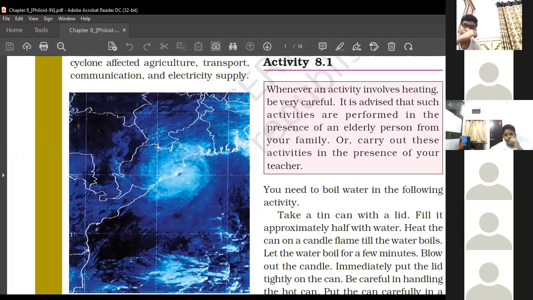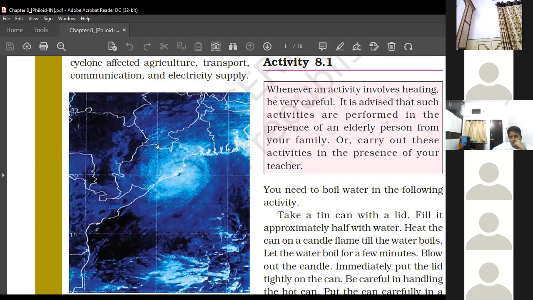If a cyclone comes, it will affect a lot. A lot of property will be destroyed, a lot of homes will be washed out, and it will affect the economy of the state also. But in 1999, within one month itself, two cyclones came, with speeds of 200 kilometers per hour and 260 kilometers per hour.